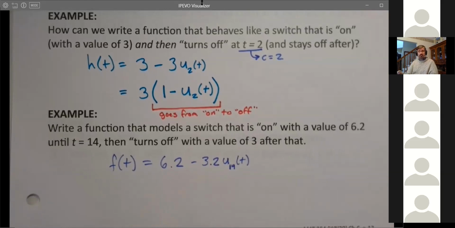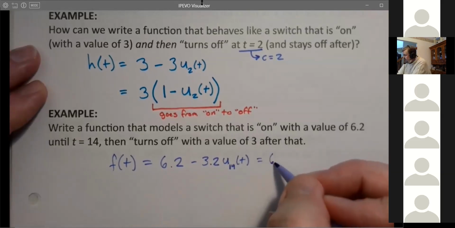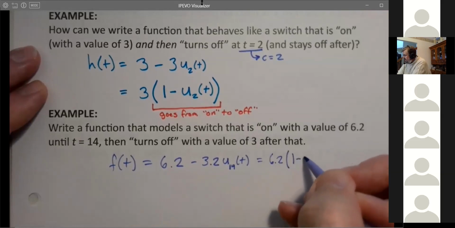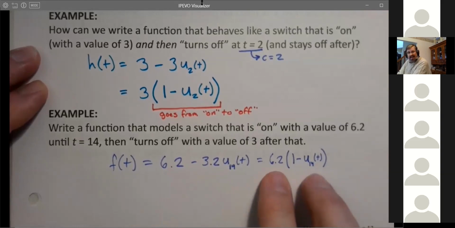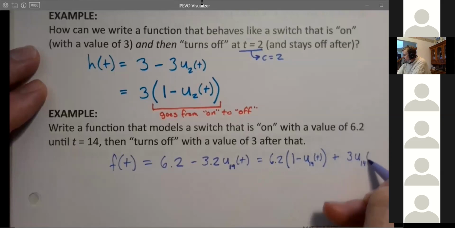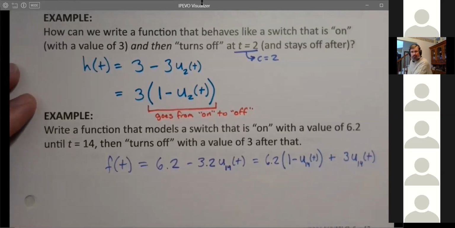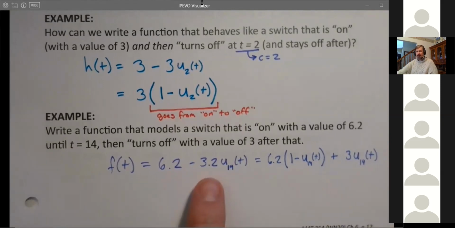Another way you could write this, get the exact same result, it's the more expanded version of this, is if you had 6.2 times 1 minus u sub 14 of t. So this is basically saying, I want you to behave like it's on 6.2 until t equals 14. And then you can add 3 u sub 14 of t. Do you see how these two are really the same function? You could expand this out and you wind up with the exact same thing.